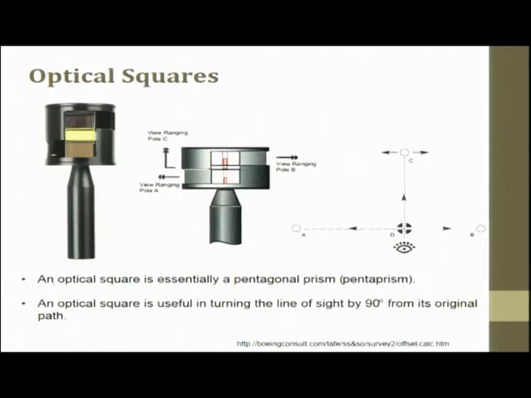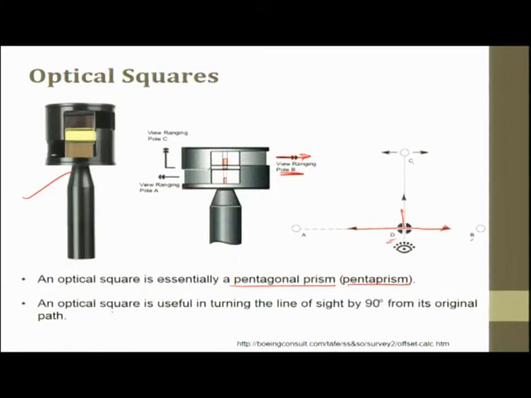You can see here an optical square is essentially a pentagonal prism, a pentaprism. This is the viewing range of pole A, this is the viewing range of pole C, and this is the viewing range for pole B. So, this is how it looks. Here is your eye, here is a prism, and it goes at 90 degrees, A, B, C and D.